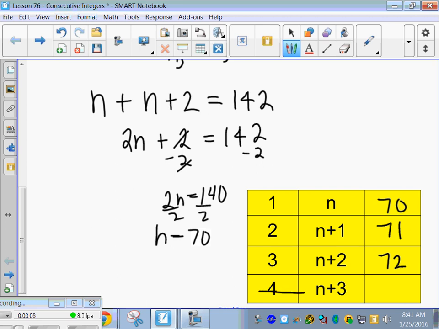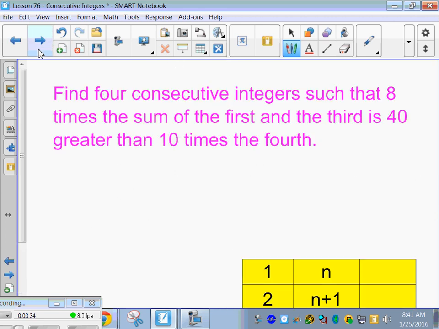Did we need a fourth number on this one? No. It said 3 consecutive integers. Could we check our answer? The first and the third, right? It said the first and the third, that would be 70 and 72. Their sum was 142. Is that true? Did we get it right? Okay, good. Let's try another one.